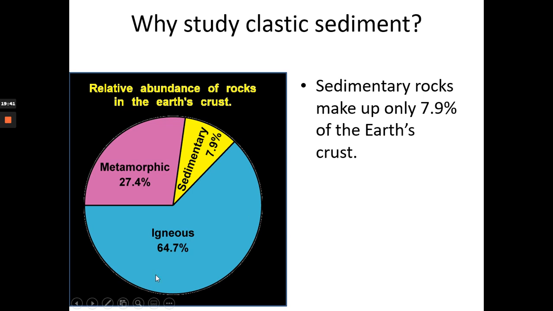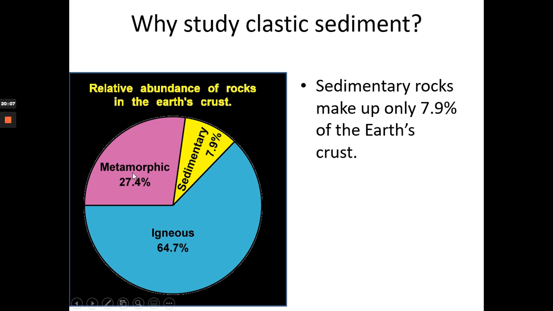What I have here is a pie chart. It's just to show you the relative abundance of different types of rock in the Earth's crust. So notice, if you look at the Earth's crust, most of the material is in the form of igneous rock. A lot of it is igneous rock. You've gone through igneous petrology, right? A significant percentage is also made up of metamorphic rock.